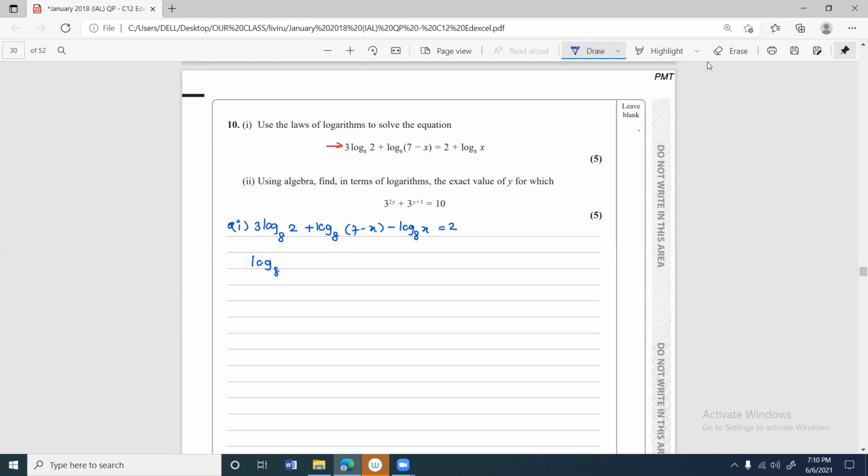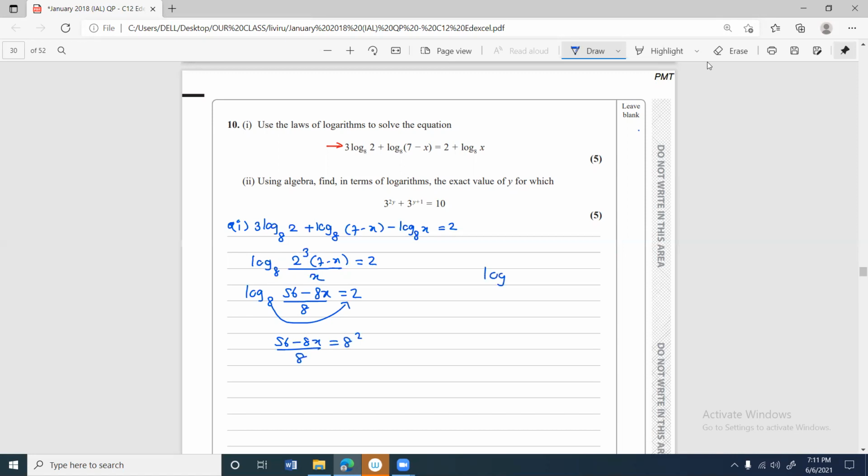Log 8: you can take this 3 in as a power, 2 to the power 3. An addition can be written as a multiplication, and a subtraction can be written as a division. If you simplify this, it turns up to log 8 of 2 to the power 3, which is 8, 8 into 7 is 56, so 56 minus 8x divided by x is equal to 2. Now you can bring this 8 up here as a power. So 56 minus 8x divided by x is equal to 8 to the power 2.